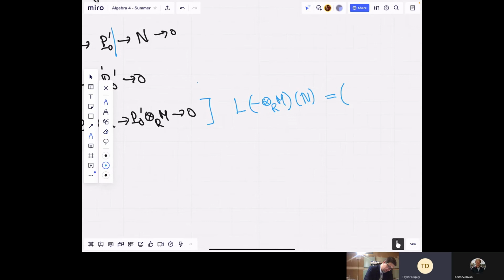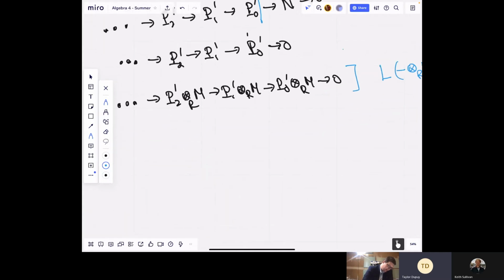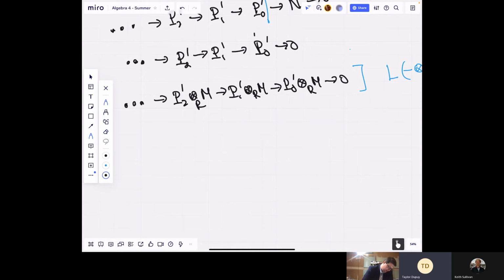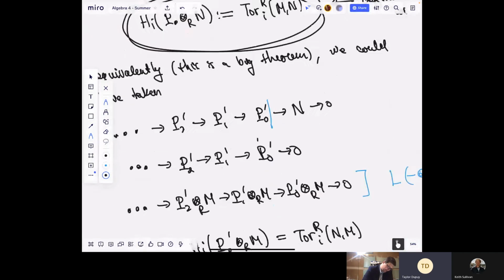And what is this literally? This literally is P prime. We replace N with a resolution, and then we tensor it up. If we were to take homology of this, P bullet prime tensor over R with M, this is Tor_i^R of M and N as well. Okay, so this is the other way of defining Tor.